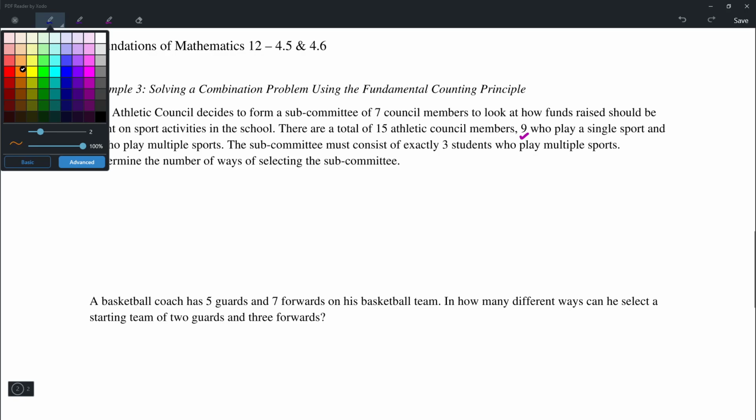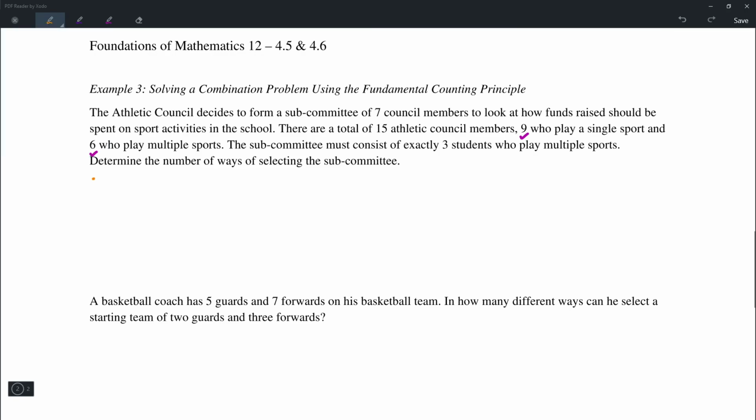Now the first thing we're going to look at is if there are 7 people in the subcommittee, we're going to subtract the 3 that need to be multi-sport students. So we have 4 spots left for single sport students.